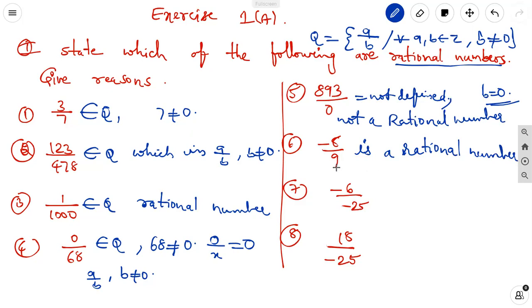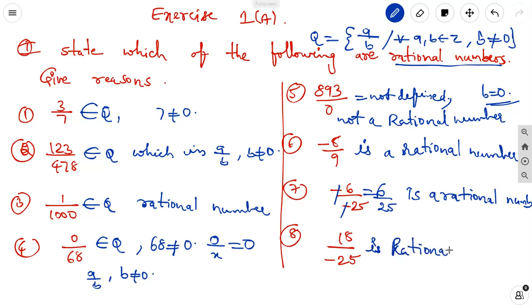Why? Because 9 is not equal to 0. The denominator part is a non-zero value. Minus 6 by minus 25: minus and minus get cancelled, so it is 6 by 25. Even in the form minus 6 by minus 25, it is a rational number. We just check whether the denominator is 0 or not. If it is not 0, then it's a rational number. This is also a rational number because the denominator value is non-zero.